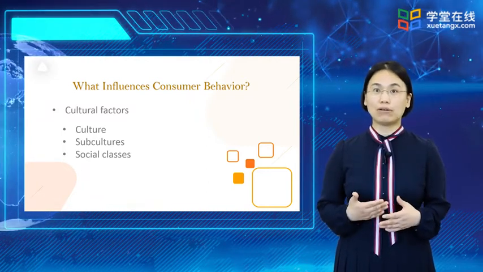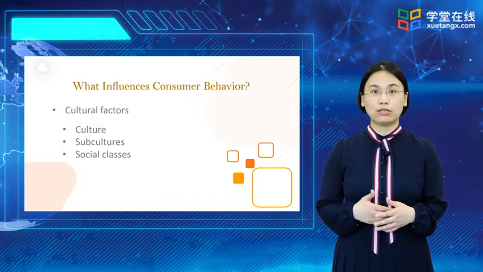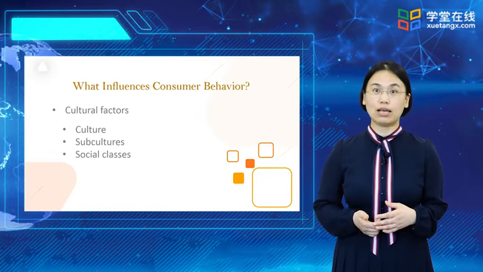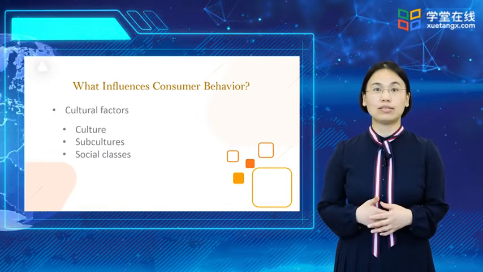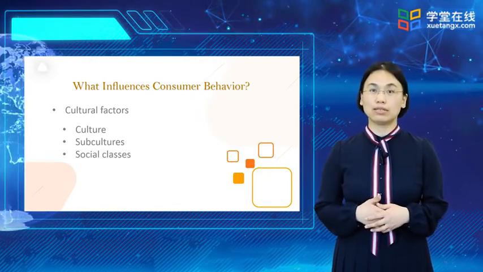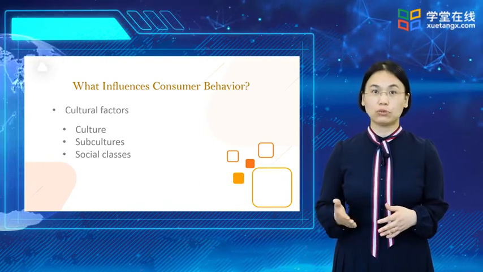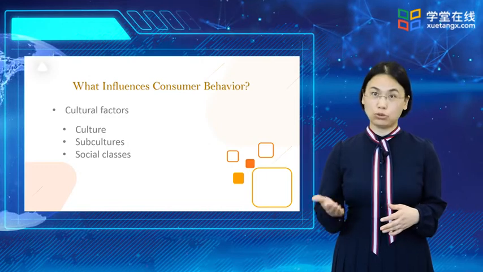Virtually all human societies exhibit social stratification, most often in the form of social classes: relatively homogeneous and enduring divisions in a society, hierarchically ordered, with members who share similar values, interests, and behavior.